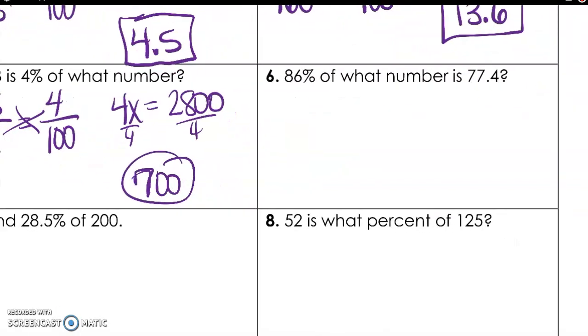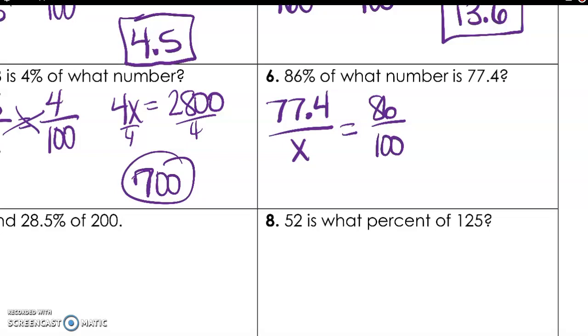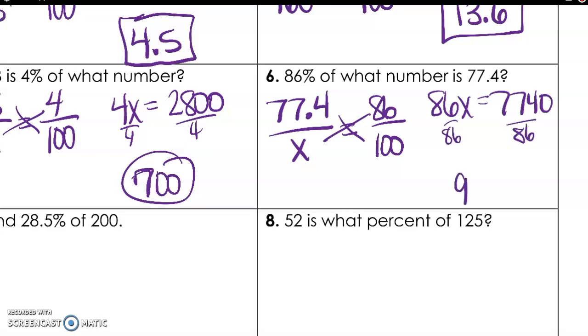Number 6, 86% of what number is 77.4? So your is is 77.4. We don't know the of, and 86%, so 86 out of 100. So 86x equals 7,740. Divide, and we get 90.